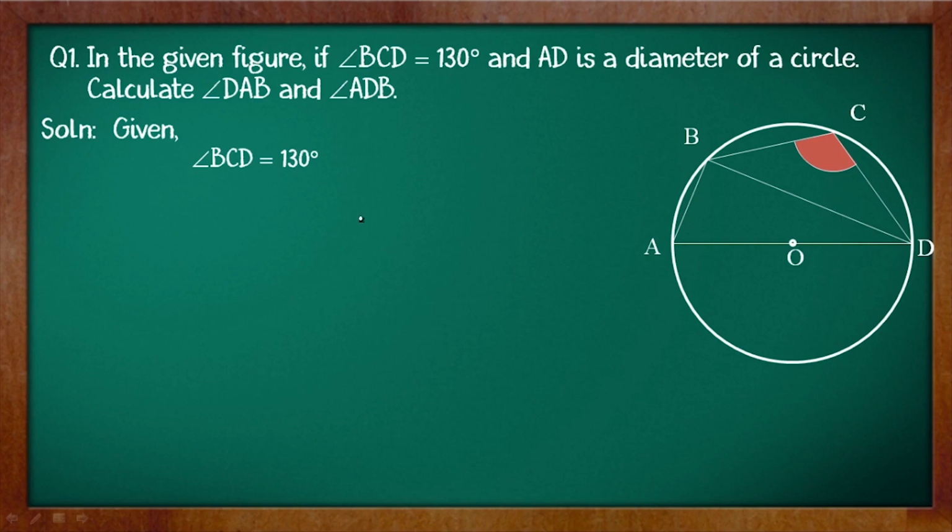Now we need to calculate angle DAB. DAB is this angle here, and ADB is this angle here, the small angle here.